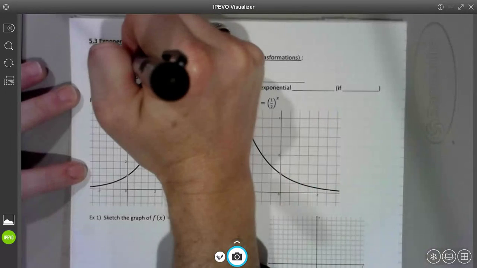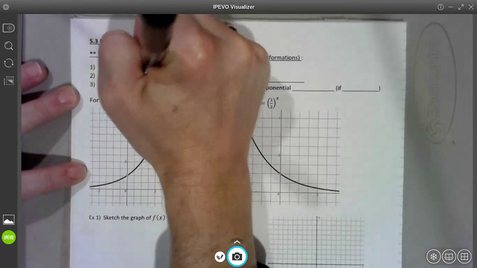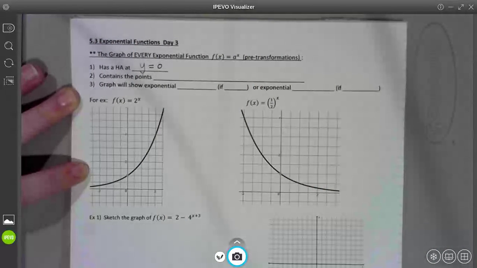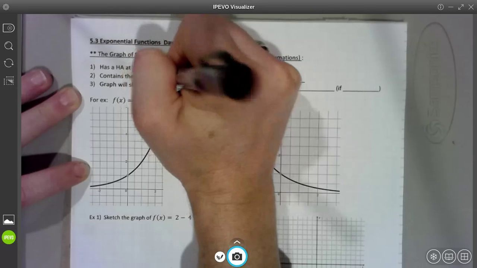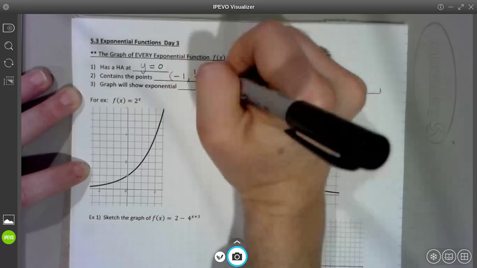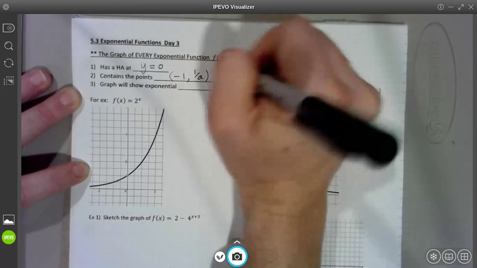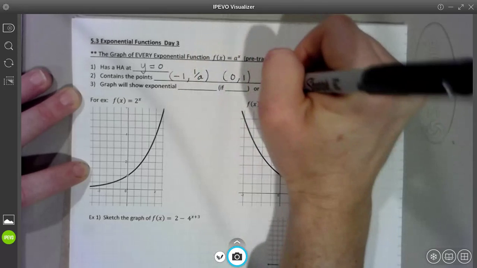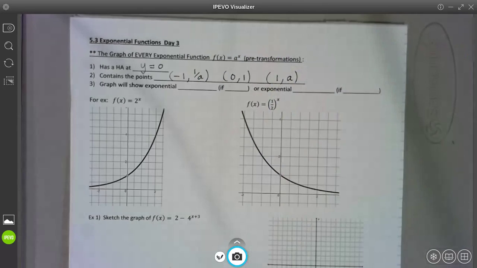All right, so they all start with a horizontal asymptote at the x-axis, the line y equals 0. In their original pre-transformation form, all exponential functions contain the points -1, 1 over a, 1 over the base. They contain the y-intercept 0, 1, and they contain the point 1, a. When 1 goes in, the base comes out. Now, whenever I'm graphing on the online homework, 0, 1 is always the point I click on first because it's on every exponential function before you transform it. So it's always like my start point when I'm trying to create those online graphs.